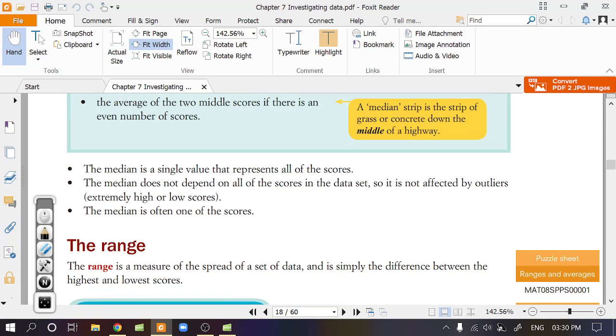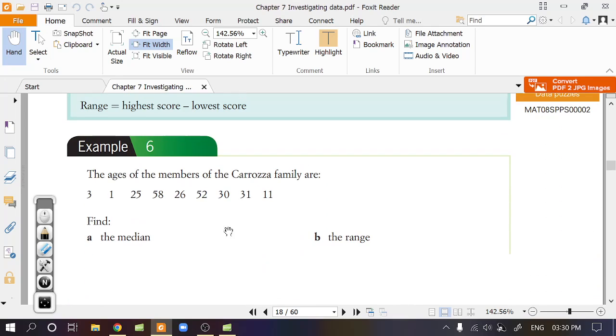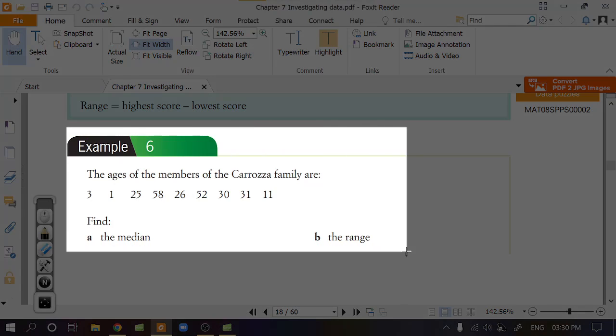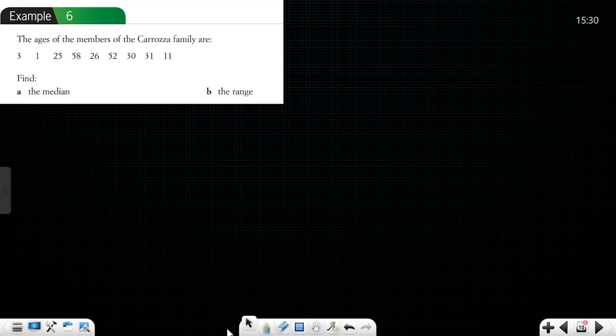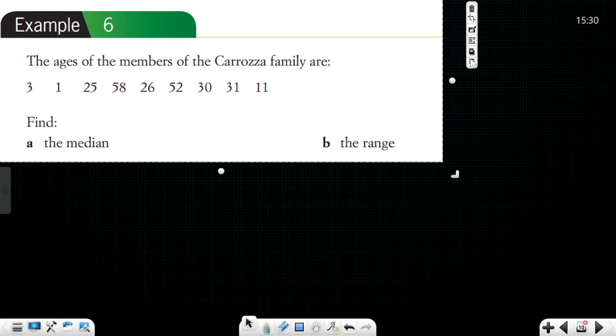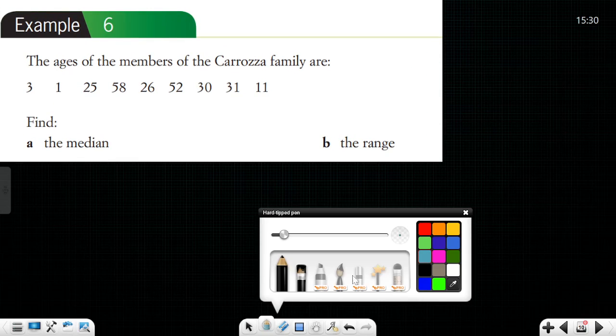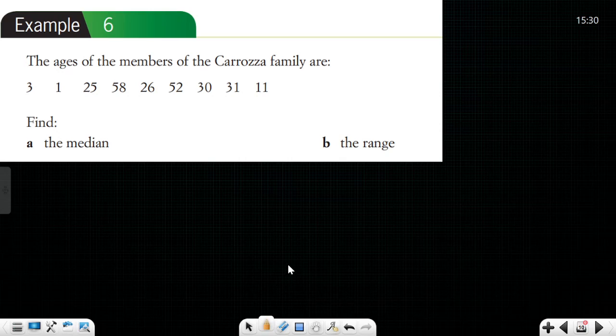You completed mean, median, mode, range also. Let's see example 6. This is example 6, Akshita. The ages of the members of the Carosa family. I don't know what this Carosa family is. It repeated in the last exercise also, and it is getting repeated here also. I don't know what the meaning of it is. Fine. So they have given the ages 3, 1, 25, 58, 26, 52, 30, 31, 11.